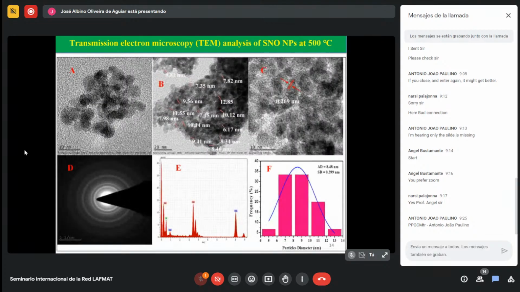TEM analysis at 500 degrees shows the particles as clearly somewhat visible. The average particle diameter is 8 nanometers.